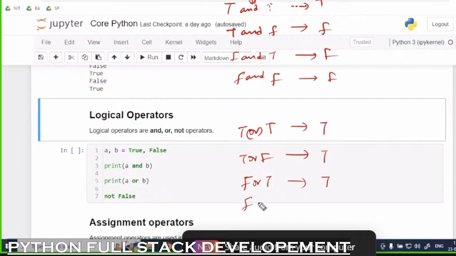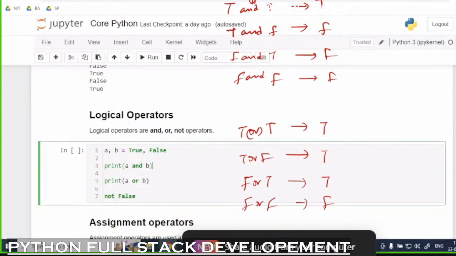Next, false or false. The meaning is false. So now in this case, print A and B. What is A? T and F. So T and F means the output is going to be false. Similarly, A or B, that is true or false. With respect to either true or false, the output is true. So this is going to be the output of false and this is going to be the output of true.